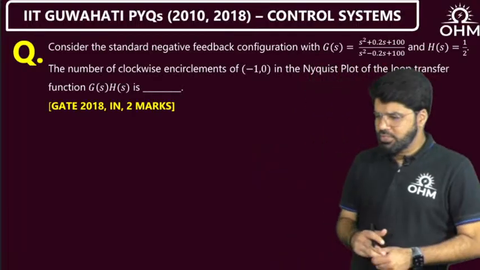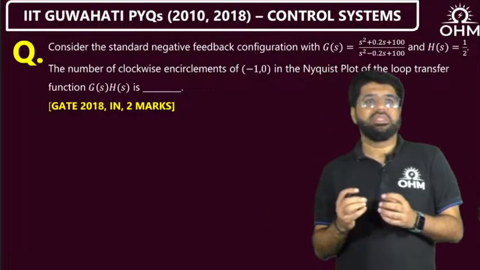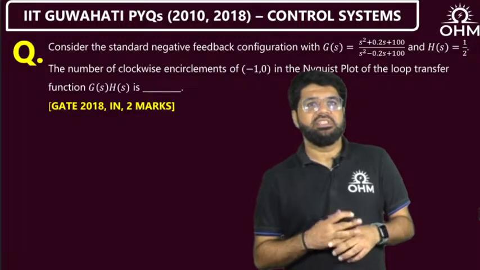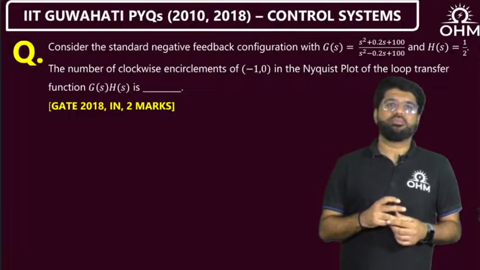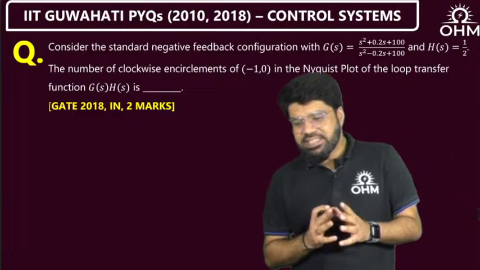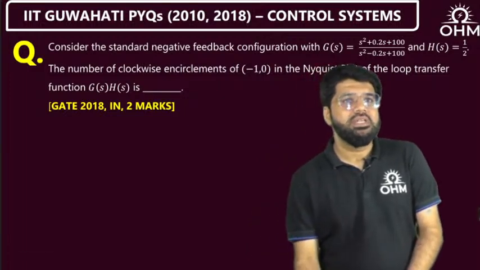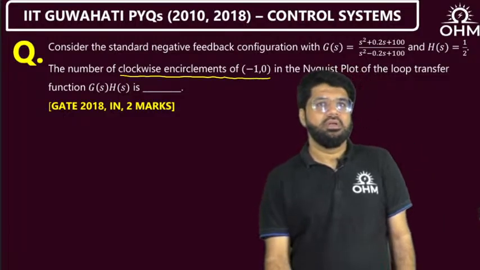GATE 2018 IN, 2 marks question. Fundamental question on the understanding of the Nyquist stability formula. Consider the standard negative feedback configuration with G(s) equal to (s square plus 0.2s plus 100) upon (s square minus 0.2s plus 100), and H(s) equal to 1 by 2. Feedback gain is given. The question is the number of clockwise encirclements of minus 1 comma 0 in the Nyquist plot.